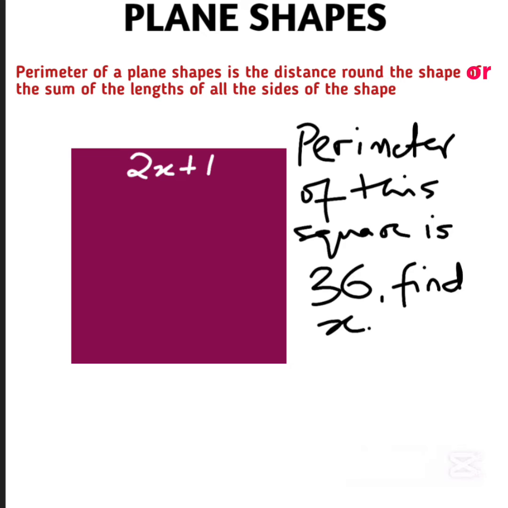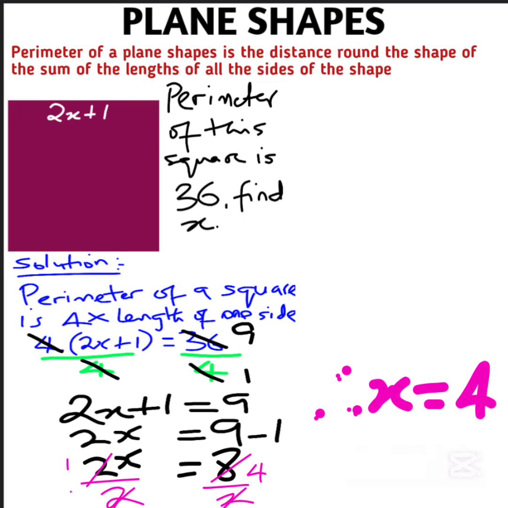Here we have a square and one side of the square is 2x plus 1. So we are required to find the value of x if the perimeter of the square is 36. So remember that the perimeter of a square is 4 times the length of one side, which is 4(2x plus 1) equal to 36.